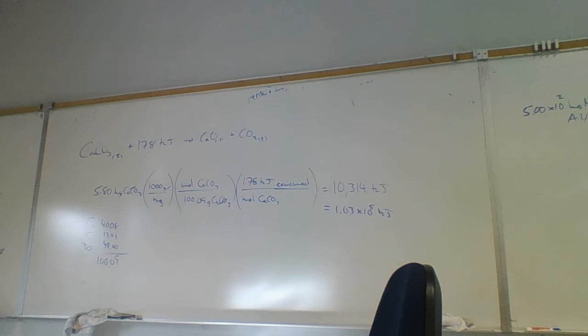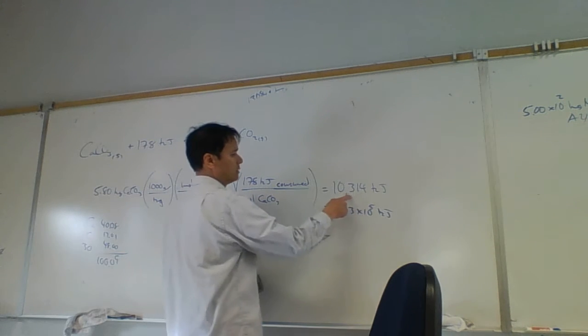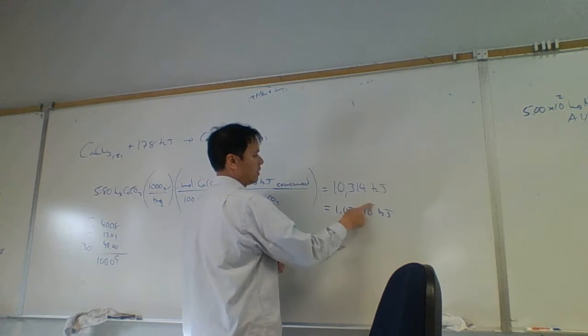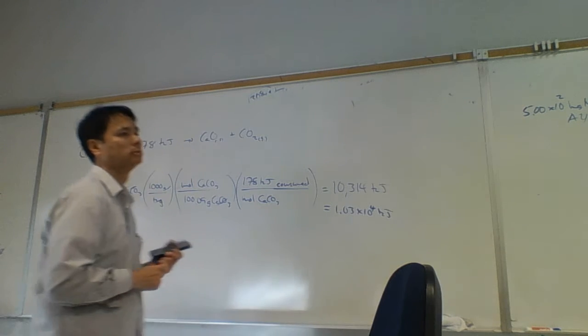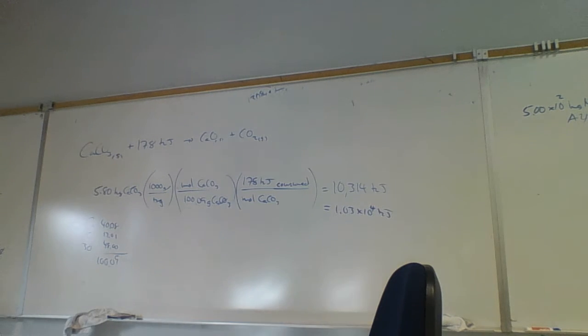So let's see what they got here. Oh, let's see what I did. Not 10 to the 5th, 10 to the 4th. 1, 2, 3, 4. Okay, so that's an example of a thermochemical stoichiometry problem. Let's do one more quickly here.